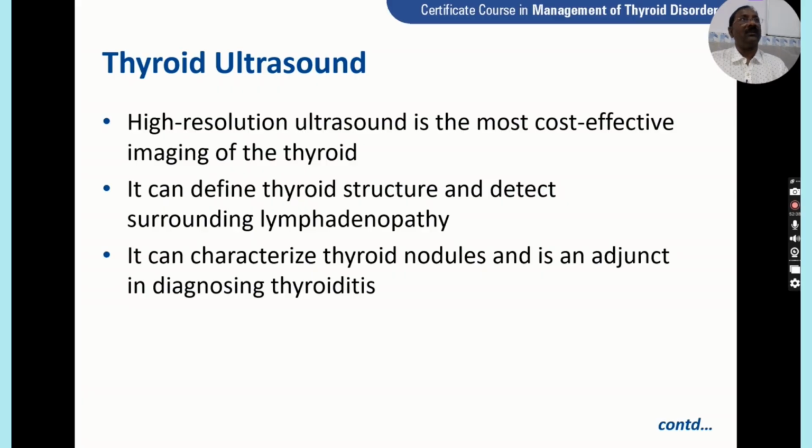So the thyroid ultrasound will help us a lot in diagnosing a simple thyroid nodule, maybe a toxic nodule, maybe a multinodular goiter, maybe thyroid malignancies, or a simple enlargement of the thyroid that can be seen with autoimmune thyroiditis like Hashimoto's thyroiditis. So the ultrasound of the thyroid is also a very, very important investigation to be done in some cases when you feel a goiter.